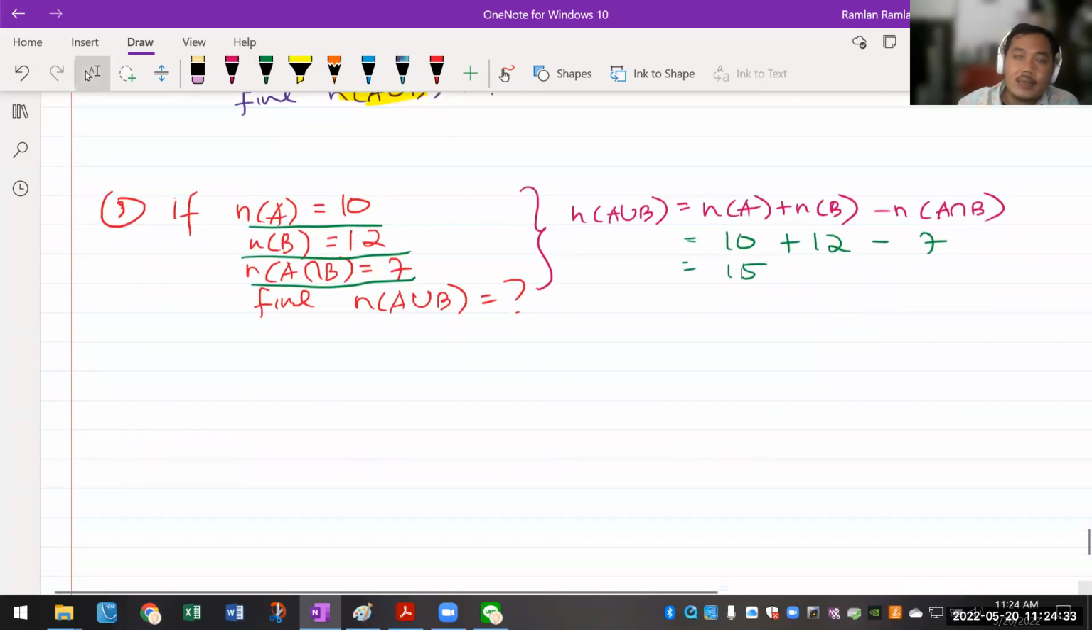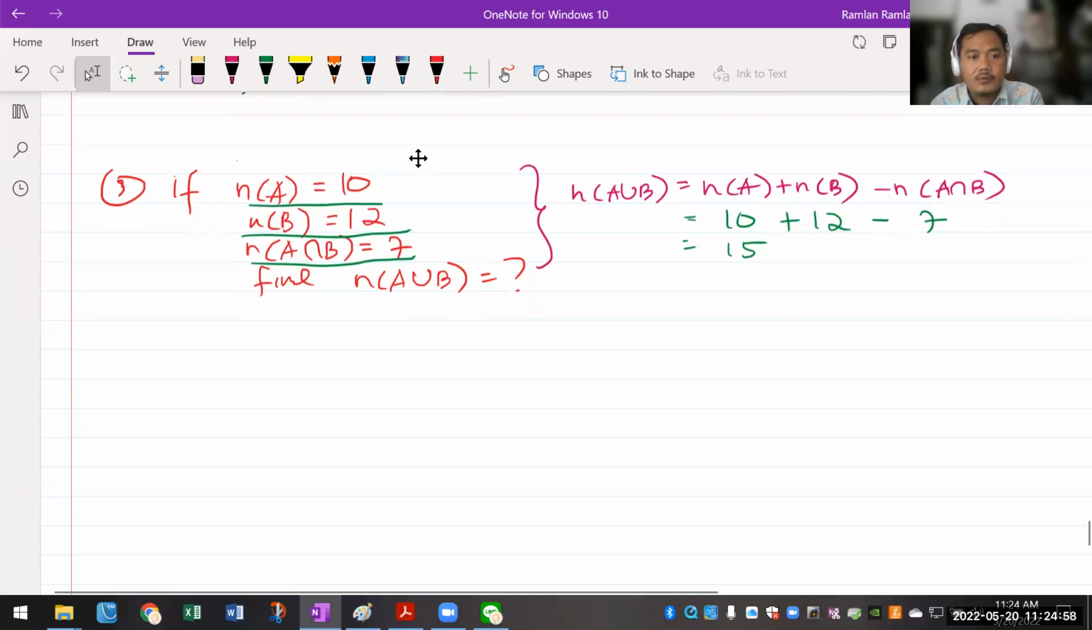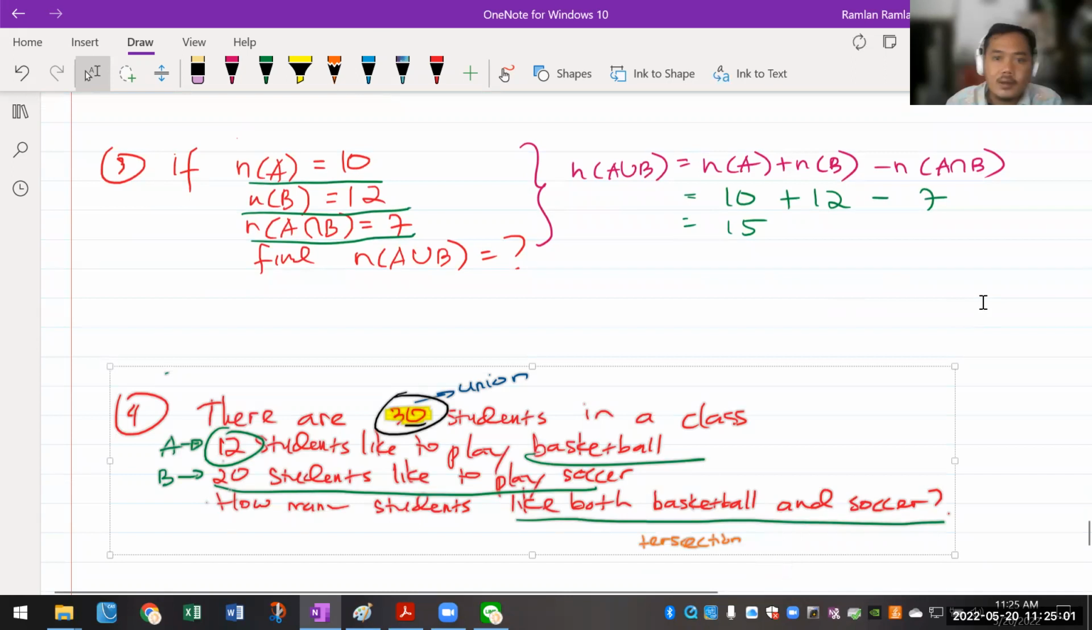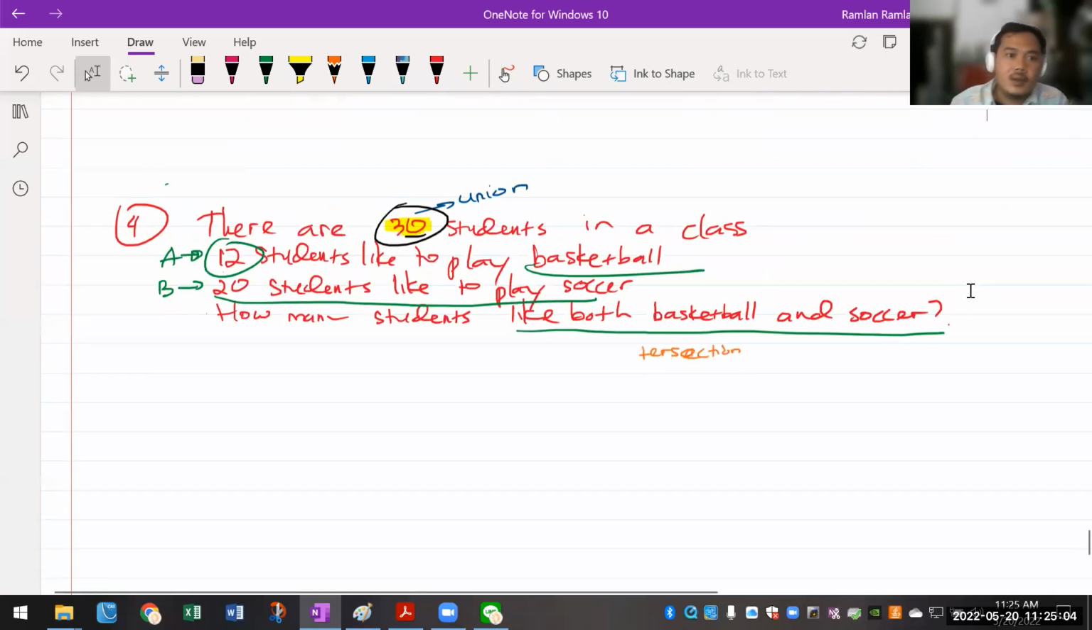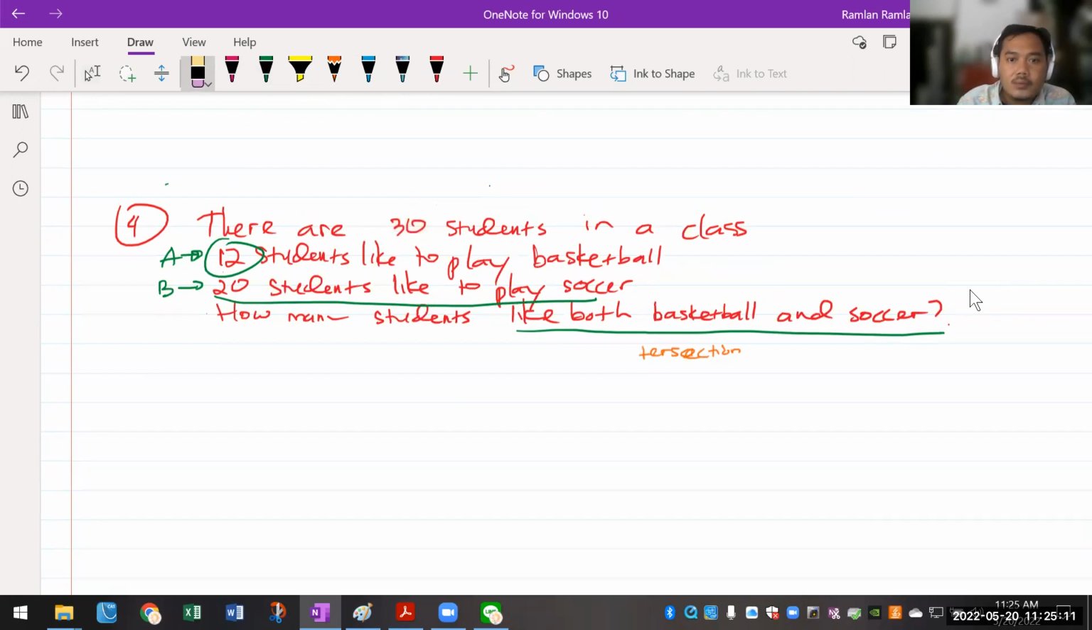Okay, next example, I'm going to give you a story problem. Here we go. I'm going to copy this. Oke, sebentar ya. Saya copy aja, biar cepat. Okay, question, example number 4. Okay, here we go. I'm going to erase some of the information here. So this is the real question.